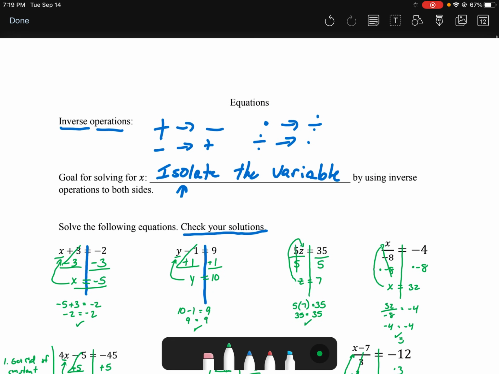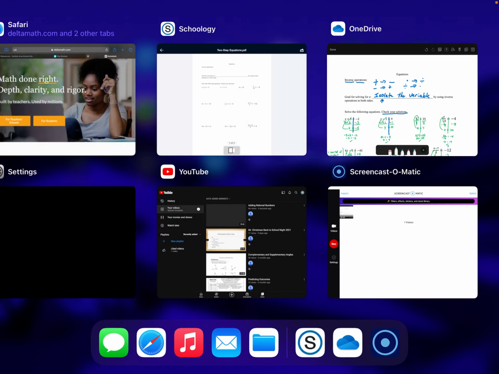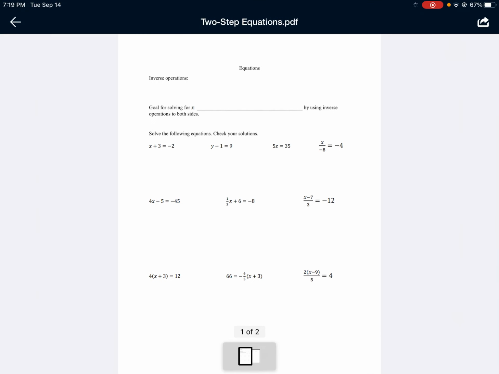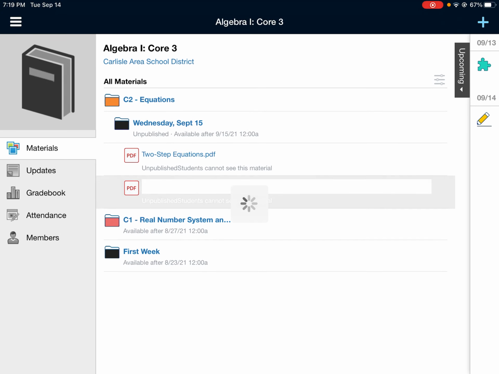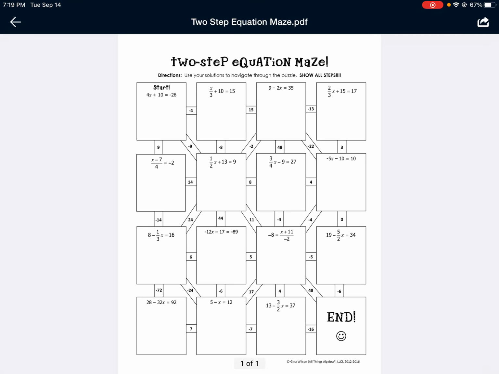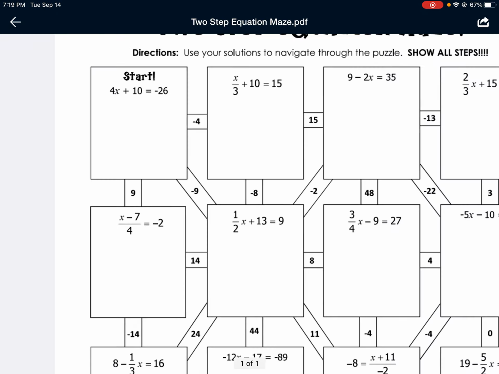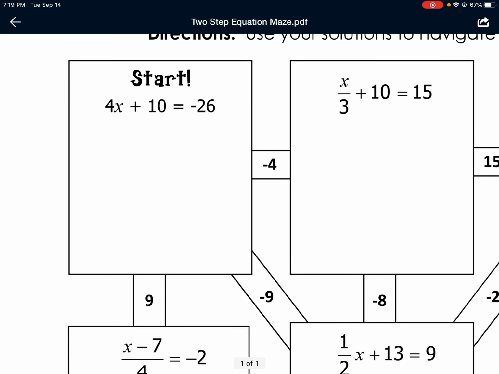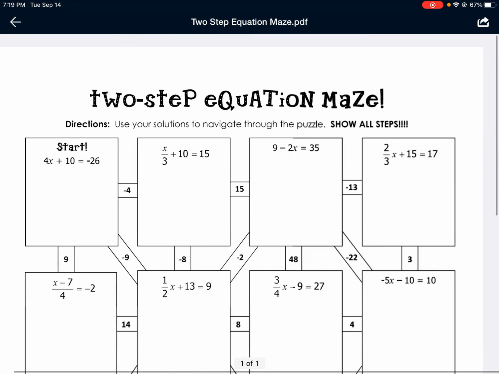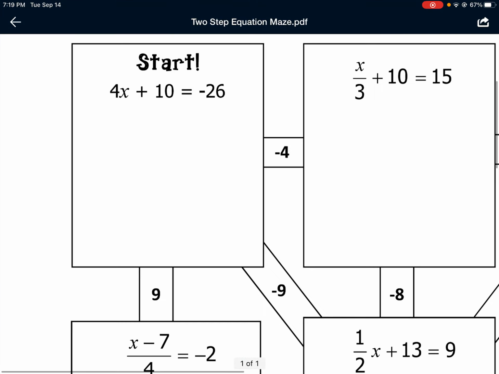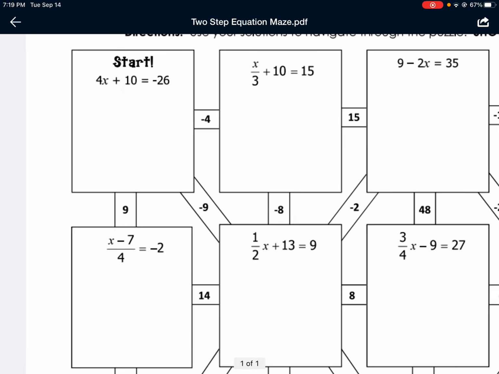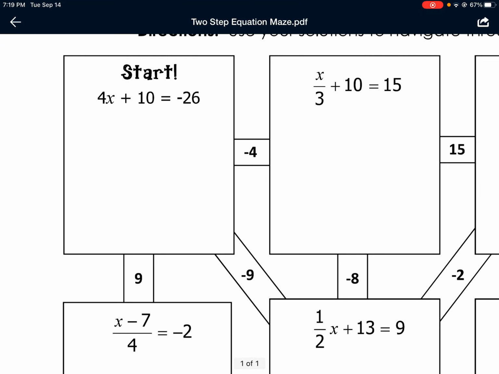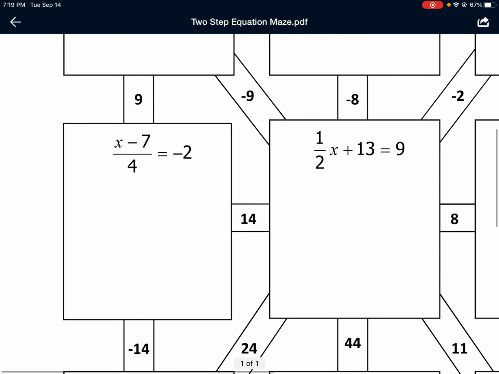I have something on Schoology for you guys. It's like a cute little maze. I thought we could look at it together just real quick so you know what you're doing. There's your Schoology. Two-step equation maze. So you're going to start in the start section. You're going to solve it. Check your solution too. It says show all your steps, but check your solutions. And then your answer is going to be one of these 3 avenues. And then whatever that answer is, you just follow that one, and then that's your next problem.